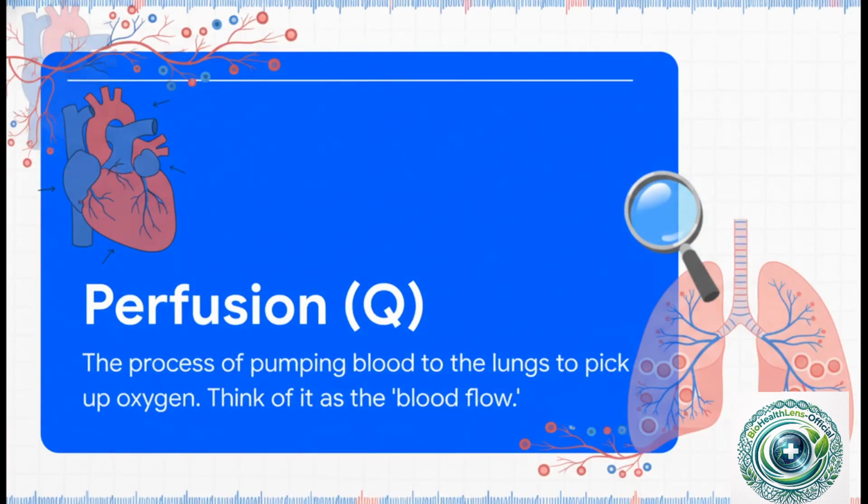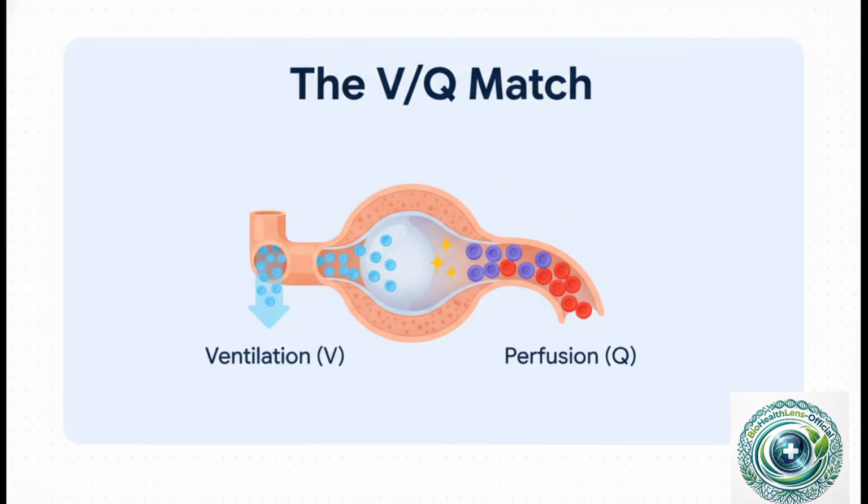Okay, so you've got the air. But that air is pretty useless if there's no blood there to pick up the oxygen, right? That's where perfusion comes in. This is the blood flow part of the equation. The heart pumps blood to the lungs so it can grab that oxygen and get it where it needs to go. And this is where it all comes together. It's this beautiful partnership. You need the air, the ventilation, and the blood, the perfusion, to be in the same place at the same time. We call this the VQ ratio. A perfect match is the goal.